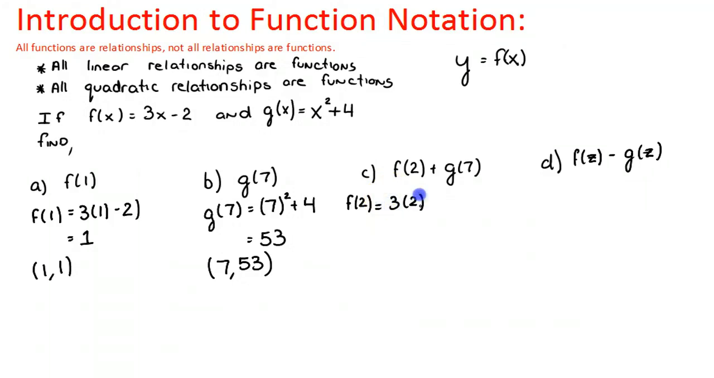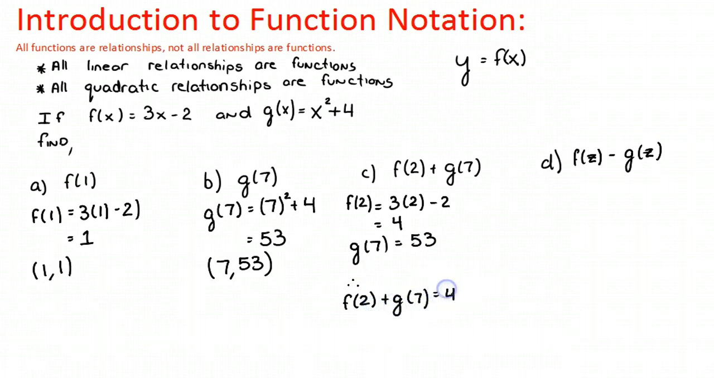3 times 2 minus 2. 3 times 2 is 6, minus 2 is 4. And then they'll work out g at 7. Well, look at that. We already actually worked out g at 7 over here. So we know that's 53. So therefore, f at 2 plus g at 7 is equal to 4 plus 53, which is equal to 57.